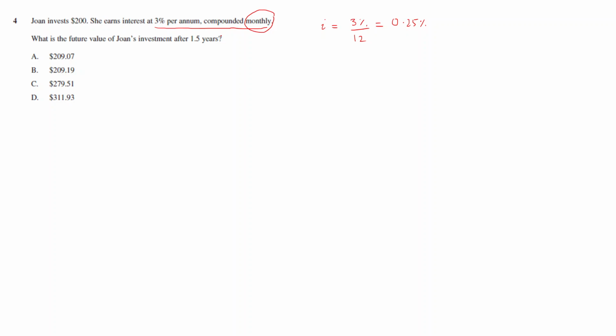Now, because the compounding is monthly, you also need to change the time from years to months. So the time would be in months. 1.5 years is equal to 18 months.